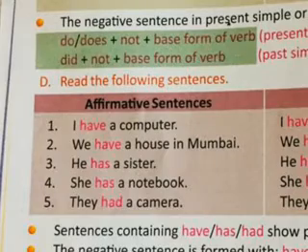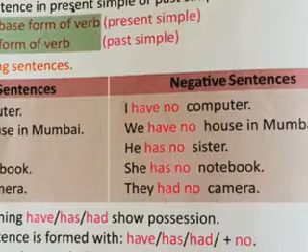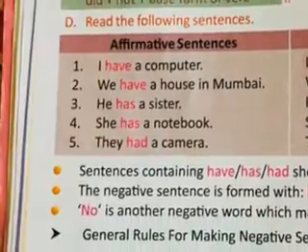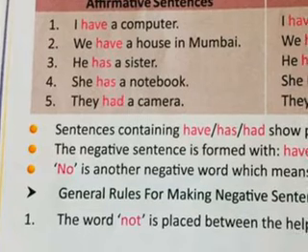Next one, do not, does not, base form of verb, then did not, base form of verb. This is of present tense and this is past tense. I already told you present simple and past simple. Now come to the D part. Read the following sentences. These are also very easy ones.